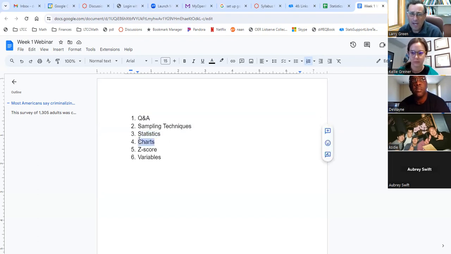Then we'll talk about how, if you're making a presentation, you're going to make it so that people can see the results. So those are charts, things like a histogram, or a box plot, or a stem and leaf chart, or a pie chart. Some of these you've seen, some of these you may not have, but you will by the end of the week. Then we'll talk about the z-score, and that's a measure of how unusual something is, and we'll talk about what that's all about.